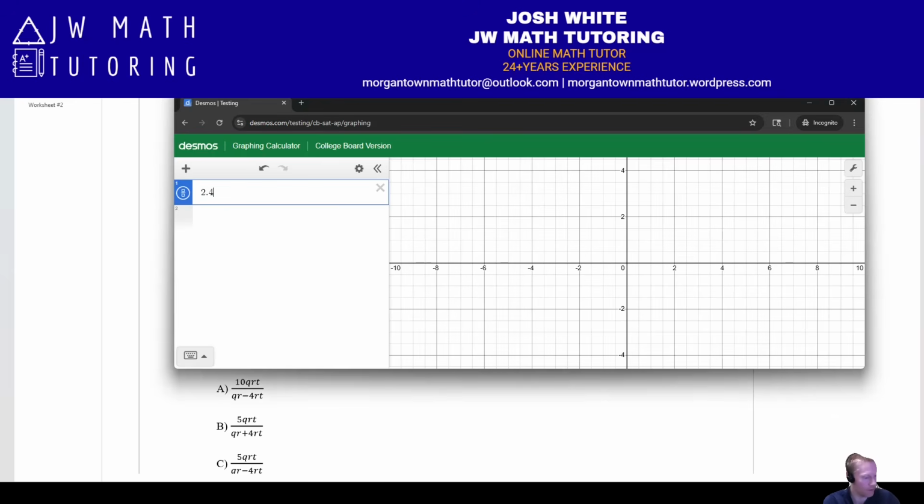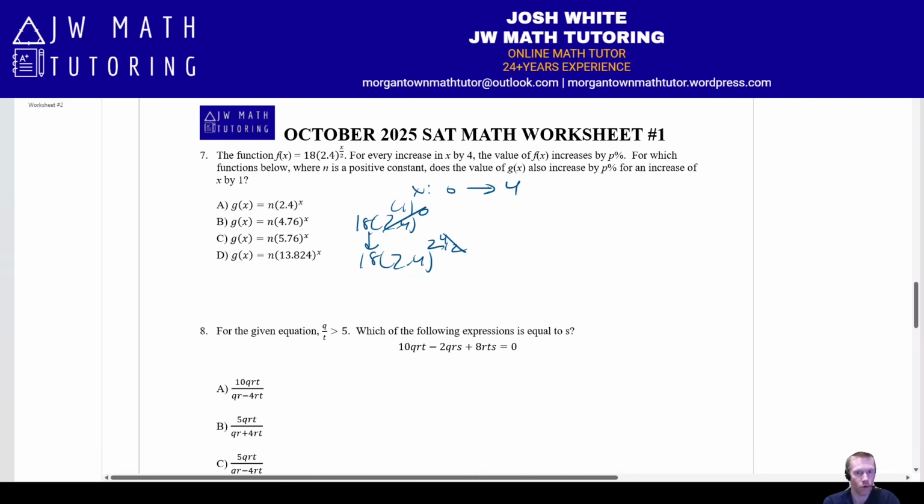Well, if you don't know it off the top of your head, it's just 5.76. So in other words, what's really happening is you're taking 18 and multiplying it by 5.76 for every increase of x by 4. It doesn't matter what p% is. We don't actually have to calculate what the percentage increase is. All I have to know is what happens to the y value when I increase x by 4.